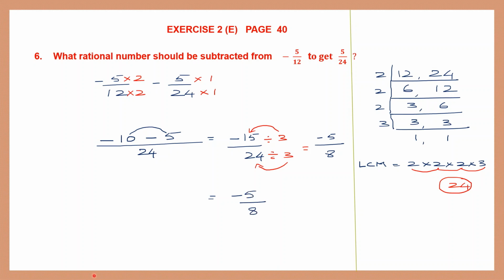So what is the question? What rational number should be subtracted from this, isn't it? So the rational number that has to be subtracted is minus 5 by 8. Now you can also check and see. You can do minus 5 by 12 minus minus 5 by 8, and your answer should be 5 by 24. So what is our final answer? Minus 5 by 8.